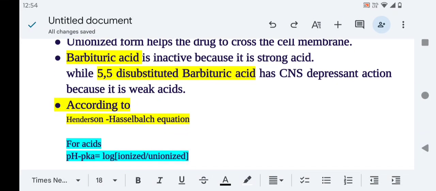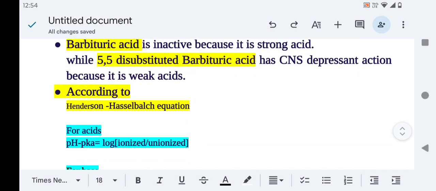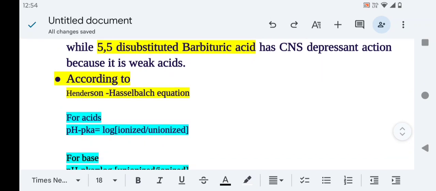Barbituric acid is inactive because it is a strong acid. When 5,5-disubstituted, barbituric acid has CNS depressant action because it is a weak acid.